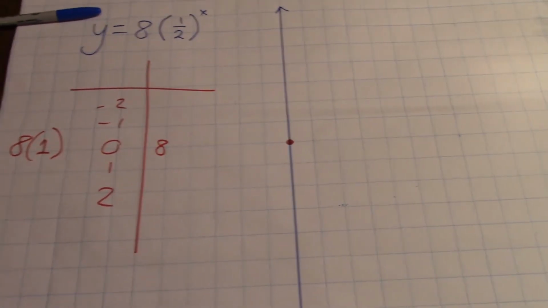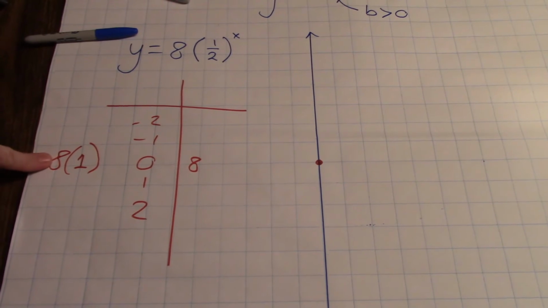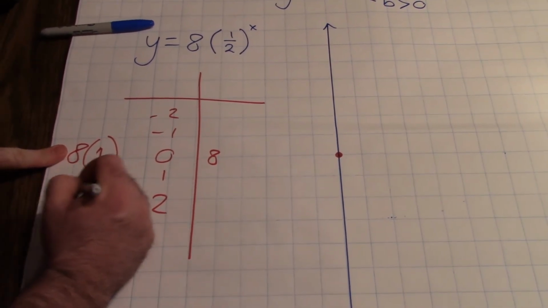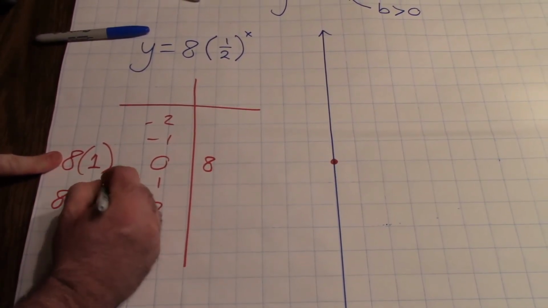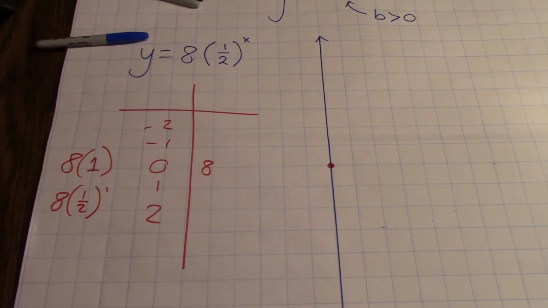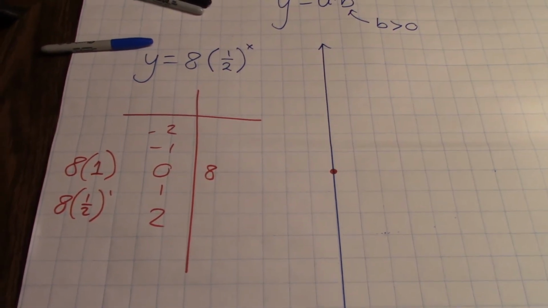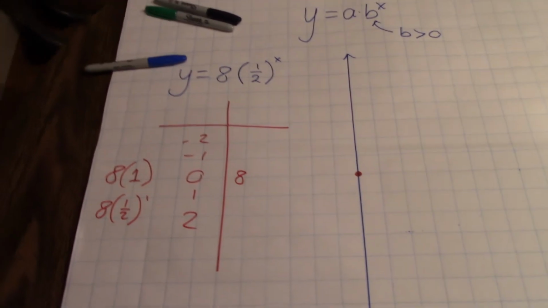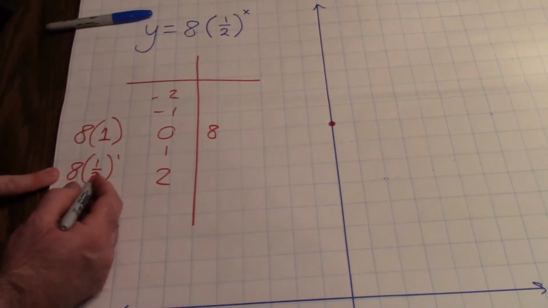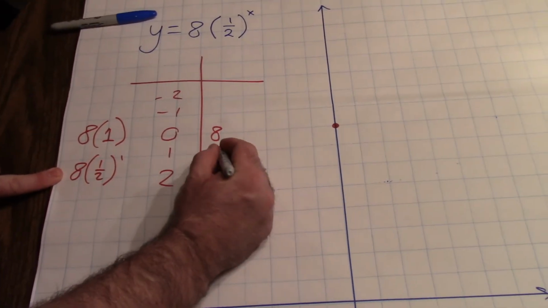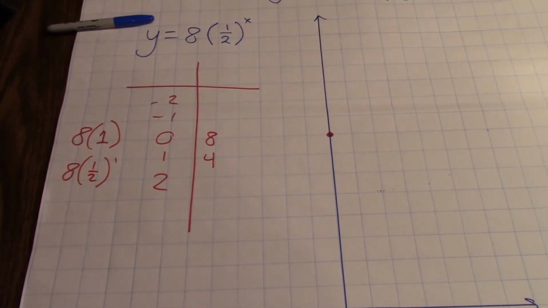But what happens if I take 1/2 to the first power? Well, it's just 1/2. So what's 8 times 1/2? 4. It's 4. Nice job. You're starting to pick this up.